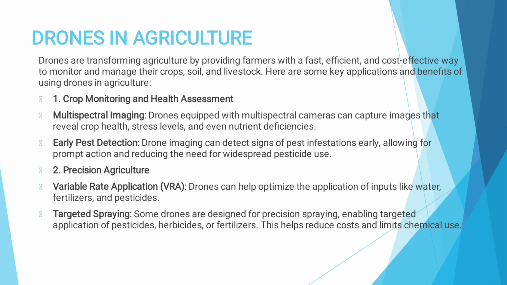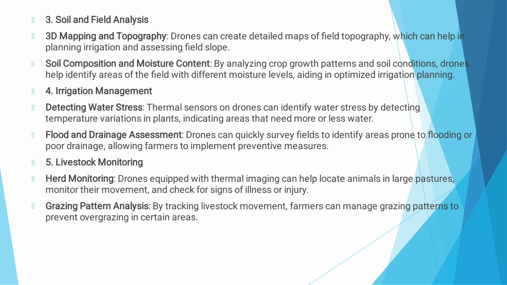Then precision agriculture. Variable rate application. Drones can help optimize the application of inputs like water, fertilizer and pesticide. Then targeted spraying. Some drones are designed for precision spraying, enabling targeted applications of pesticide, herbicide or fertilizers. This helps reduce cost and limit chemical use.